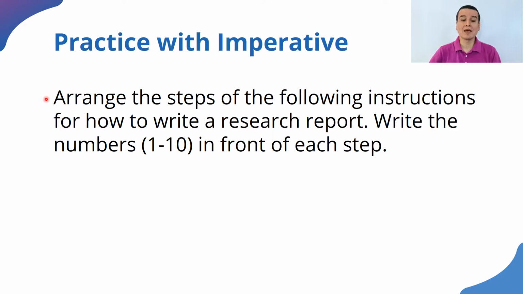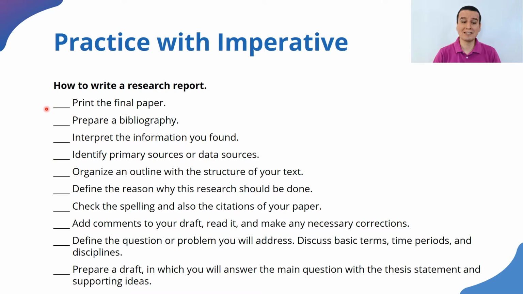So this actually is going to be your practice activity, just like this. It says, arrange the steps of the following instructions for how to write a research report. Write the numbers 1 to 10 in front of each step. So for this video, I want you to look at these statements listing how to write a research report, and you have to analyze them. Which goes first? Do you start, for example, with print the final paper?